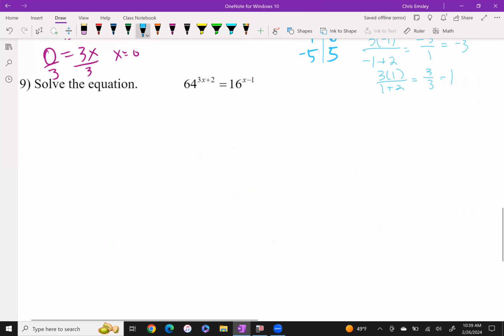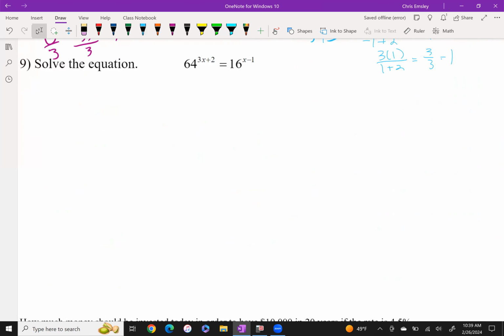Okay, number 9, we are moving into exponential equations. We want to solve this equation. When we have an exponential expression on each side of the equation, like we have here, if we had matching bases, if these were the same numbers, we could just take the exponents and set them equal to each other. They are not the same numbers, but they are related to the same bases, matching bases, okay? We can do a little trial and error in our head, kind of see what's going on there.